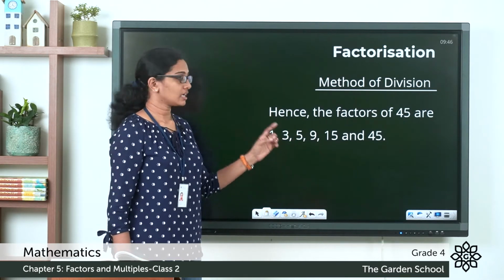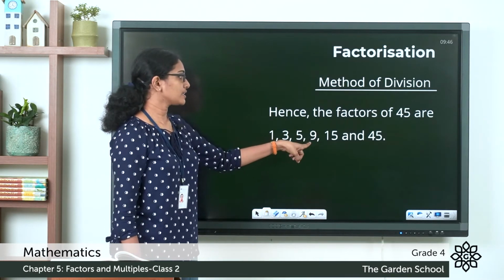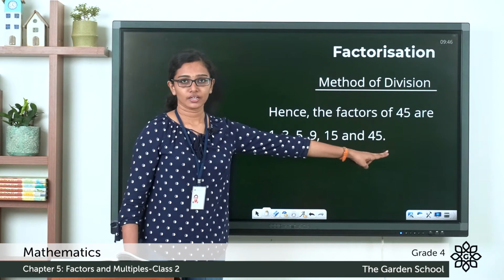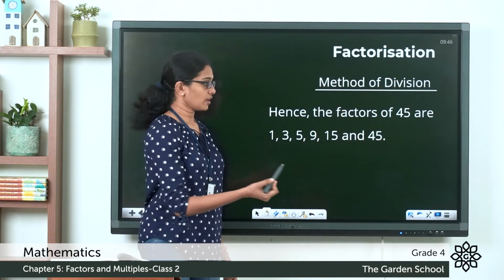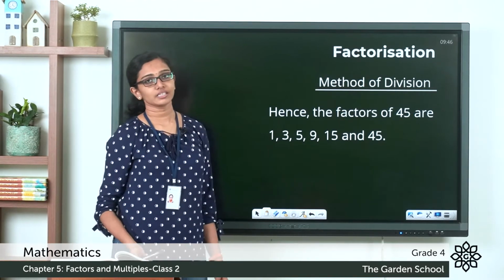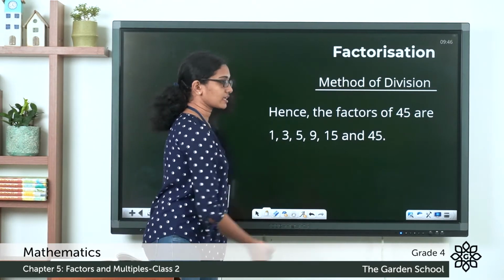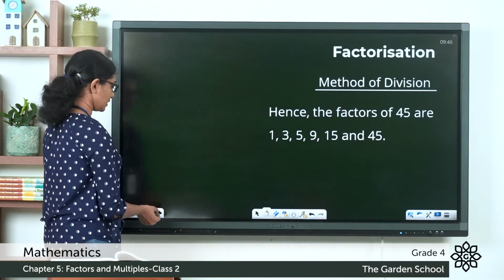The factors are 1, 3, 5, 9, 15 and 45. 1 into 45 is 45, 3 into 15 is 45 and 5 into 9 is 45. So, here we have the factors of 45 by the method of division.